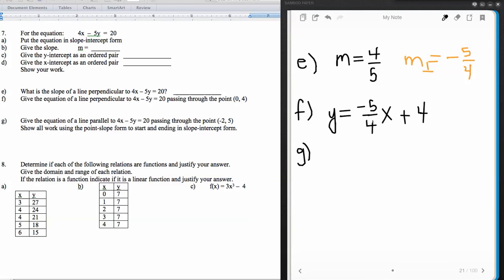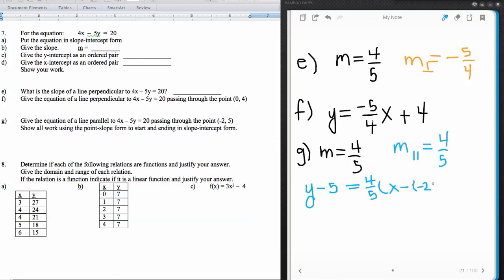Now in my next part, I have give the equation of the line that's parallel. So again, my line slope is 4/5. So if I want a line parallel to my line, the parallel slope would be the same exact slope. So a parallel line would also have a slope of 4/5. Now this time around, we haven't been so generous. We don't have the y-intercept. So this time we're going to have to use the point-slope form. So we have y minus the y-coordinate is equal to the slope times x minus the x-coordinate. And so we have minus, and that's a negative 2.